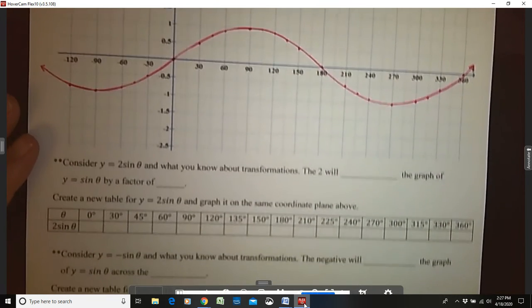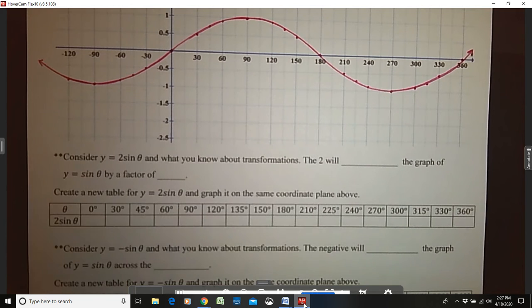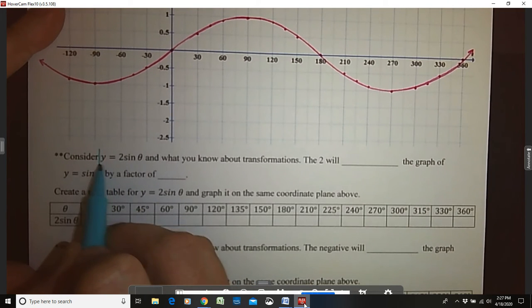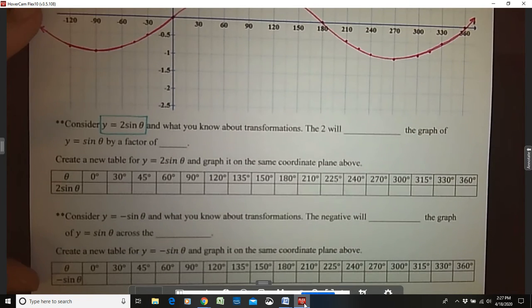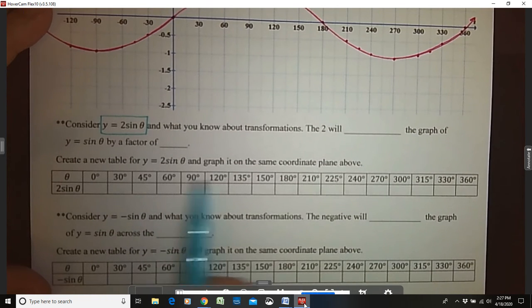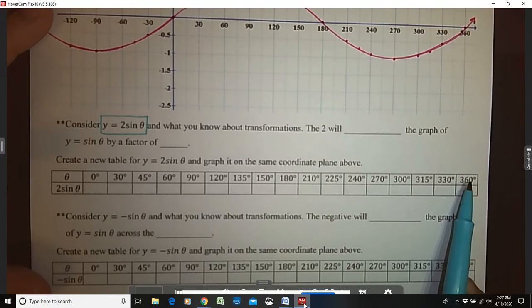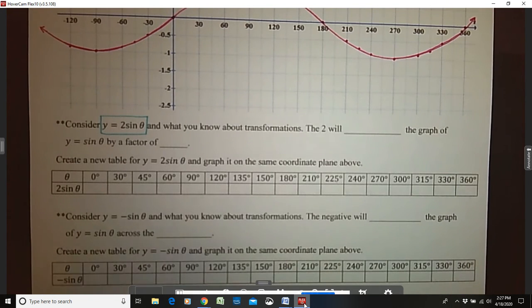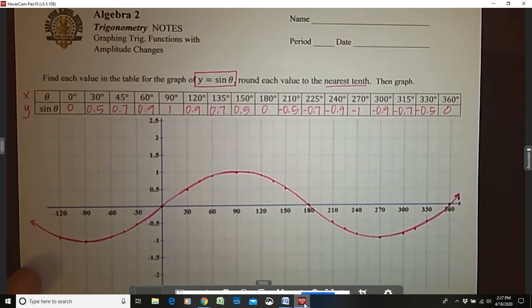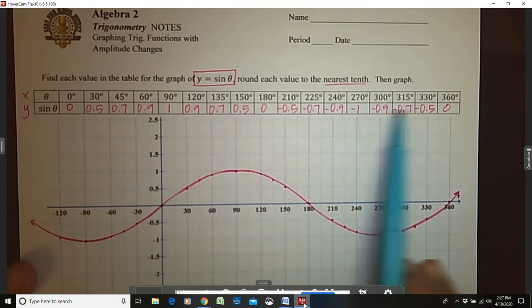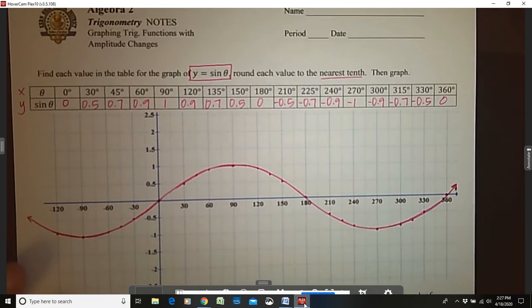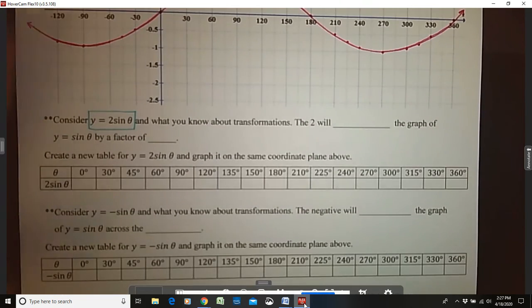So let's consider the graph y equals 2 sine theta. You're going to notice there's a 2 out front. Now, if I just skip that sentence for a second, look down here at the table. I have the same theta values that I did in the previous table. Now, if I want to get 2 sine theta, I would find sine of theta, which I just did, and then multiply it by 2. In other words, take these values, sine theta, and multiply them all by 2. And that will give us the new table. So that's exactly what I'm going to do.